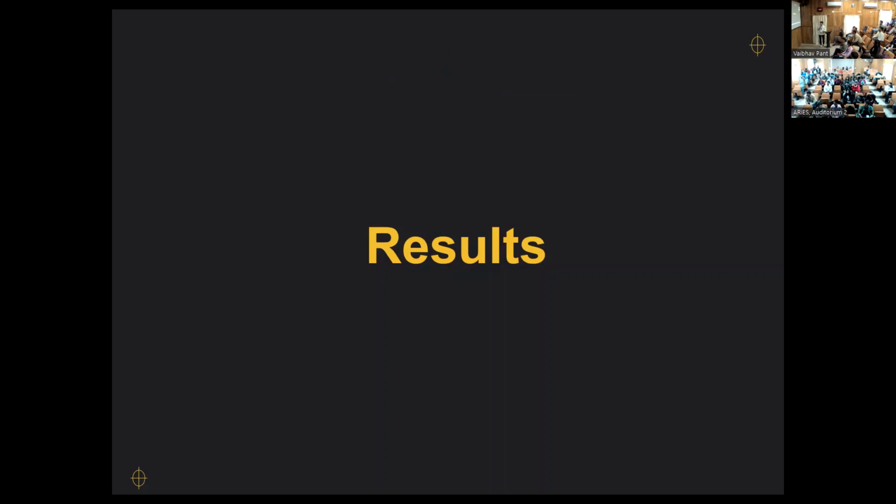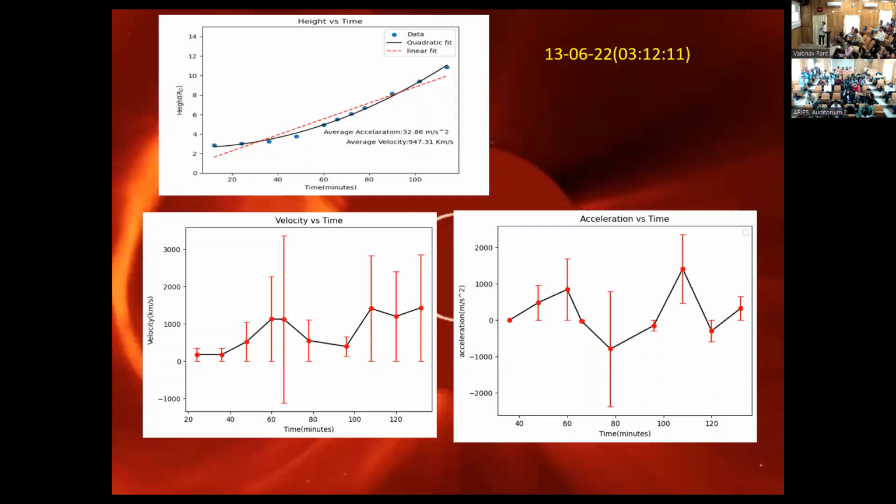Okay, so the previous three videos were where we have taken the data, and those videos we just played. Now the result part: after taking data from JHelioviewer, we plotted one linear fit and one quadratic fit. The upper graph is height versus time. Here height is in solar radii and time is in minutes. The linear fit gives us the average velocity, and the quadratic fit gives us the average acceleration.